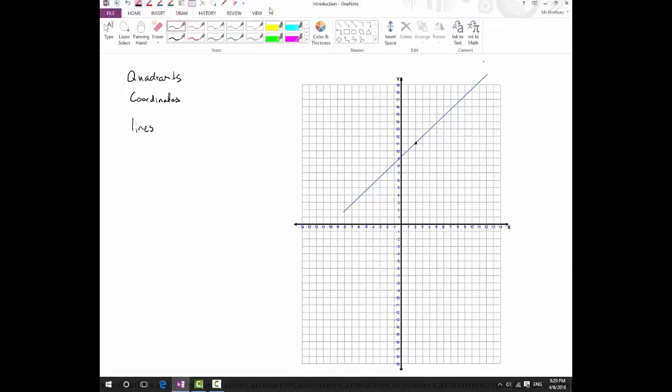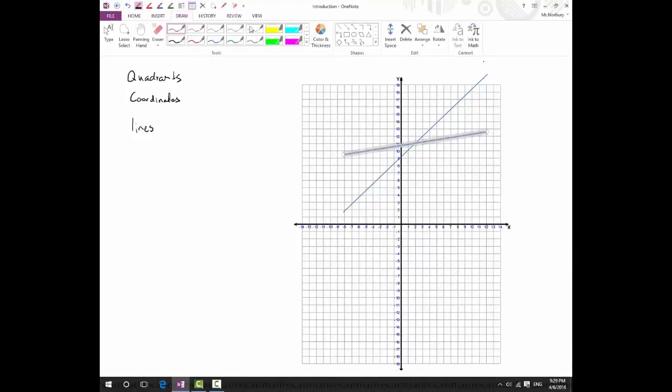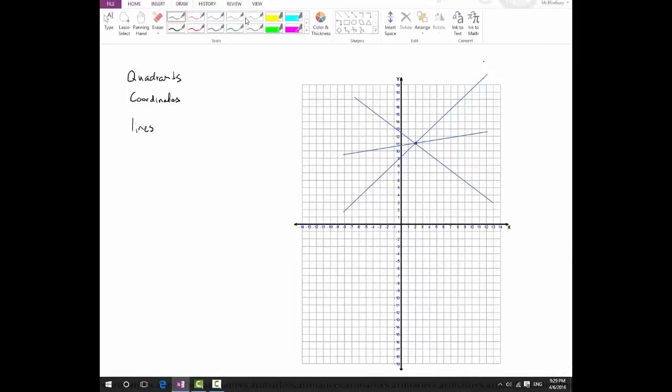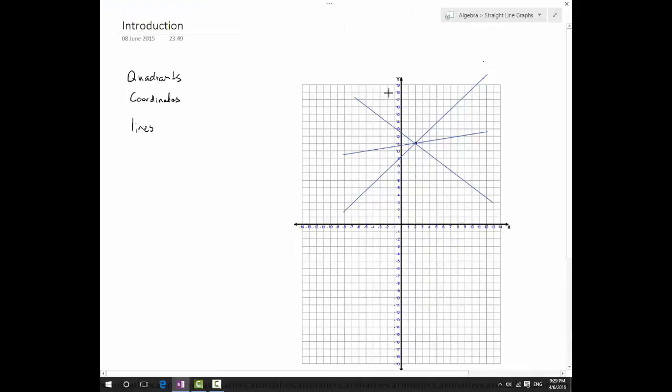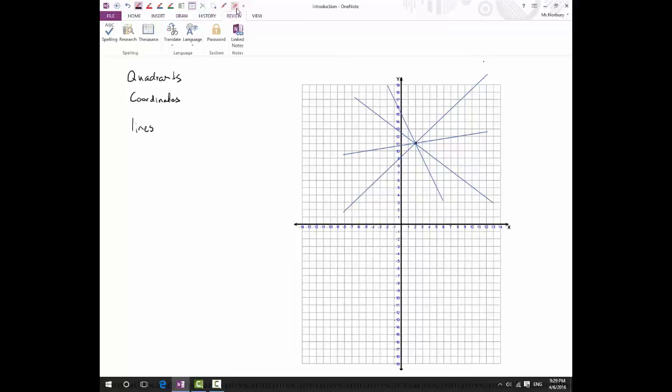But so does that line. In fact, I could draw lots of lines that go through that point. In fact, there are an infinite number of lines that go through that point. There's so many that you can't even count them. So we have to come up with a way to know one line from the other. That's what mathematicians do. And the way they do that is quite simple.